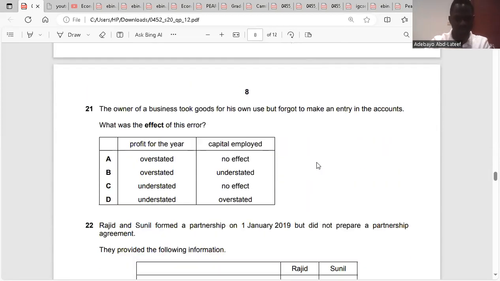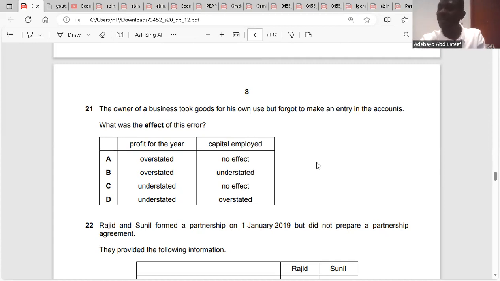21. The owner of a business took goods for his own use, but forgot to make an entry in that account. So what happened? What was the effect of this error? Drawing was supposed to be deducted. Drawing I'm talking about is goods used for own use. It was supposed to be deducted, but it was not.